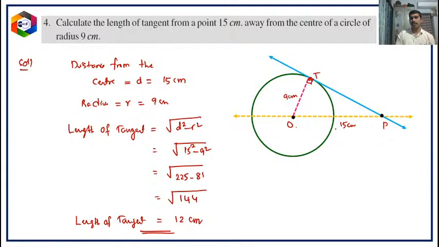So here the distance d is given as 15 centimeters and the radius is given as 9 centimeters. It is asked to find the length of the tangent, which is PT, which is equal to 12 centimeters. Okay children? Yes. Okay. This is a simple and direct question.